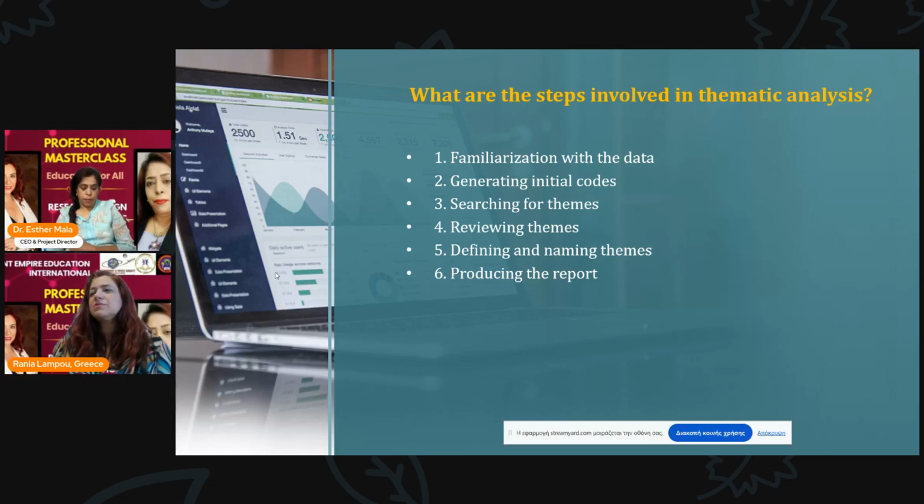Sixth, producing the report to tell the story of the data. How? In a compelling and structured way. By using vivid examples and codes from the data, by relating findings back to research questions and literature, and by ensuring that the report provides a coherent, logical, and persuasive narrative.